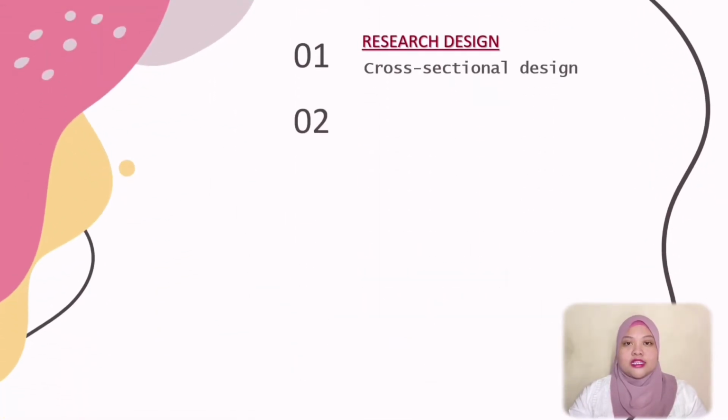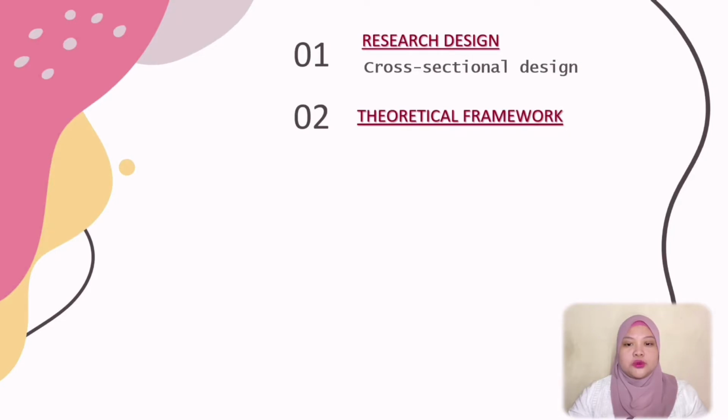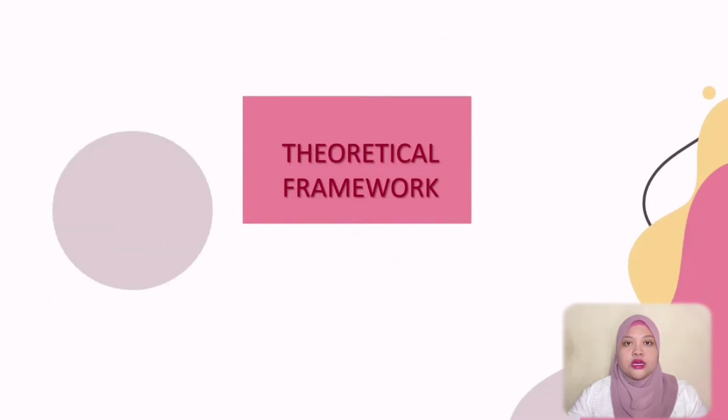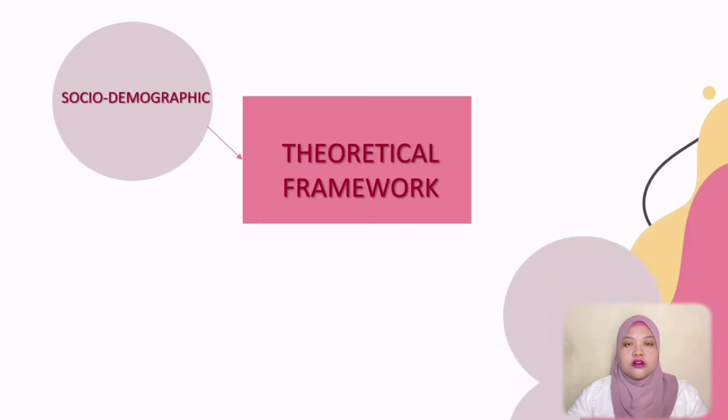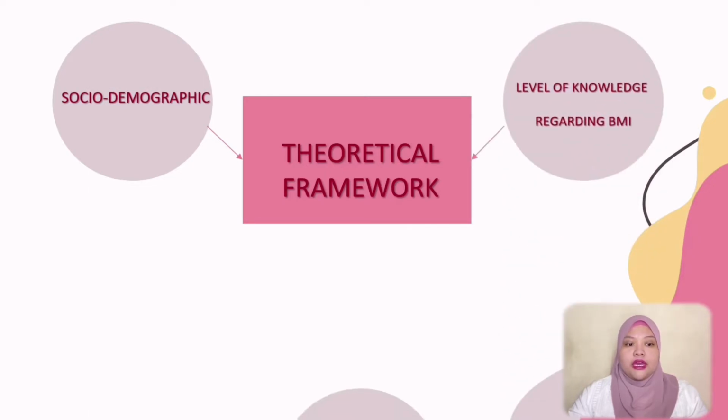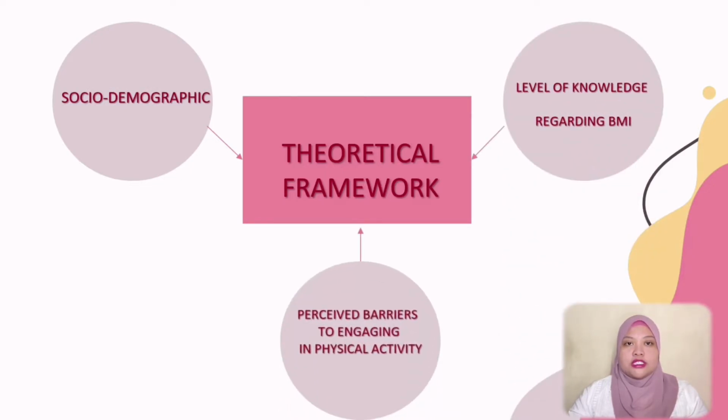Next, let's move on to the theoretical framework. The theoretical framework has 3 variables, which are socio-demographic, level of knowledge regarding BMI, and perceived barrier to engaging in physical activity.